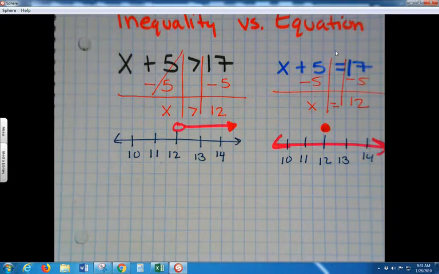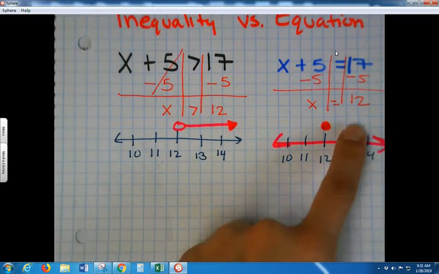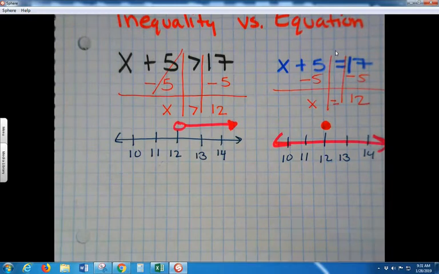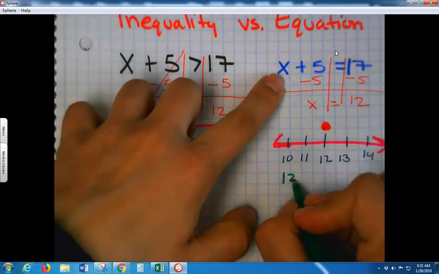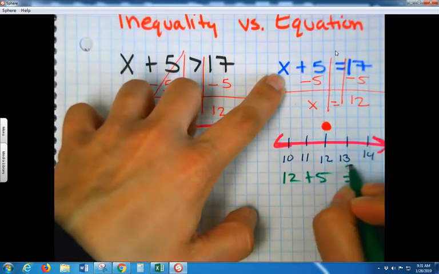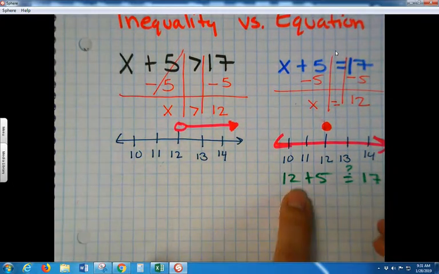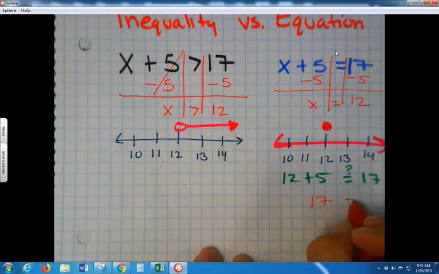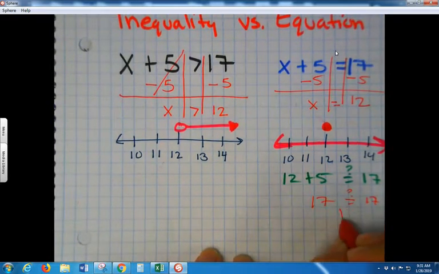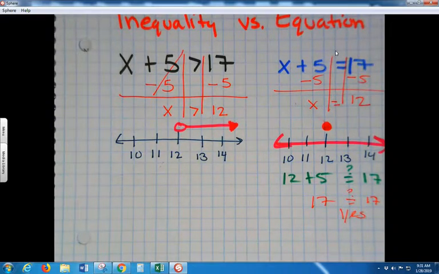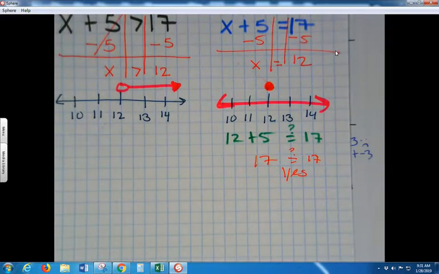That's it. You're done. Why? Because if I plug the 12 back into my equation, 12 plus 5, does that equal 17? Yeah. Is 17 equal to 17? Yes. Right? So we're looking for the number that makes both sides equal. That's called an equation. Are there any questions?